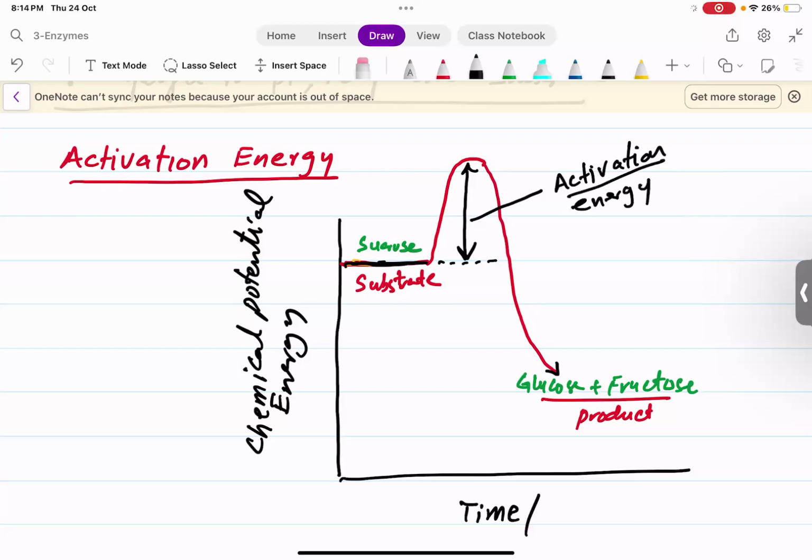Like in the last chapter in biological molecules, we discussed the test for non-reducing sugars: if sucrose is boiled with dilute hydrochloric acid, the sucrose will be broken down to glucose and fructose. This boiling provides the energy needed to convert the sucrose into the product. This amount of energy needed to start a chemical reaction, or to convert the substrate into the product, is known as the activation energy.